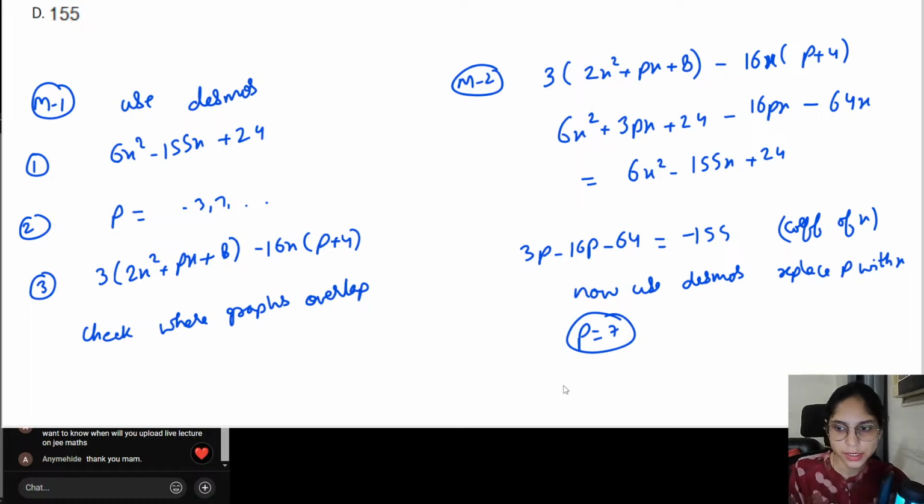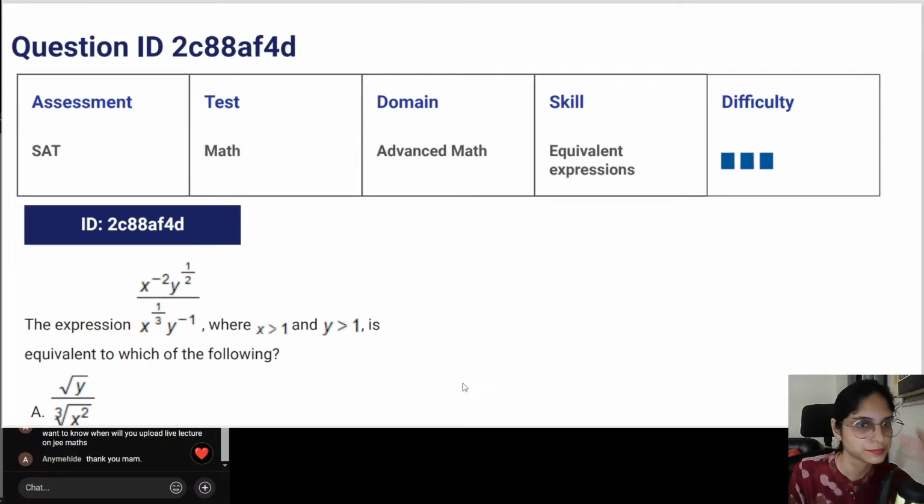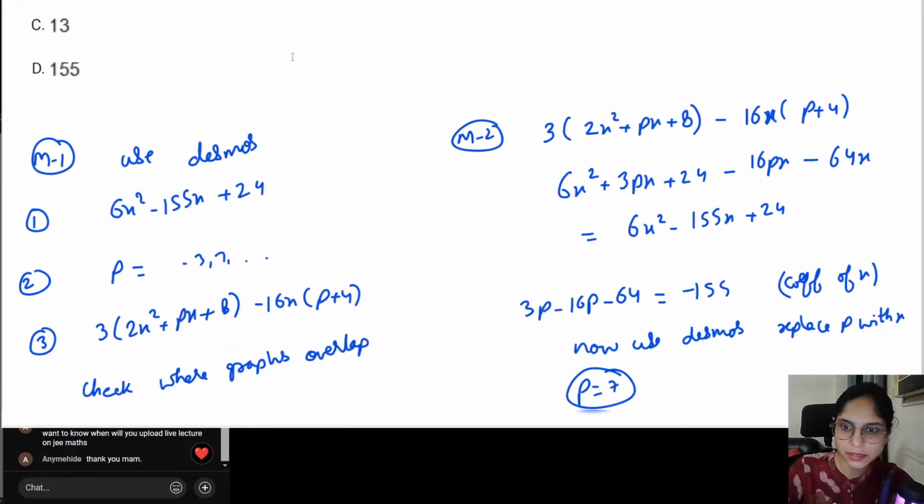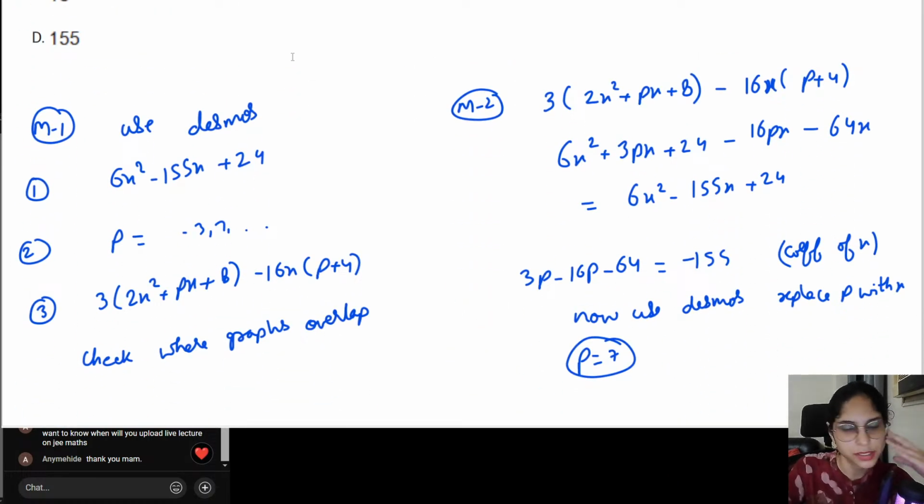Next is question number 32. Of course, the Desmos one was easier because the calculations are far more complex.